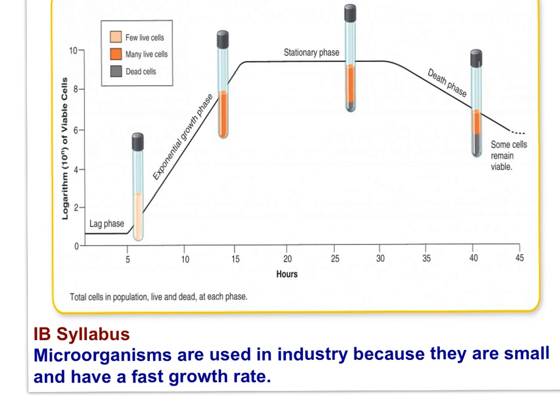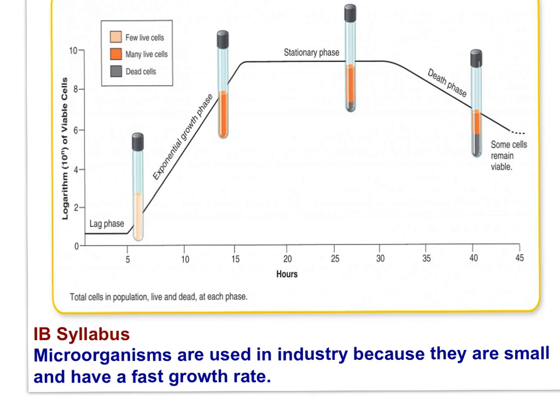Here is a curve that displays microorganism growth over time. Microorganisms are small and have a fast growth rate. The population grows exponentially early in time, then reaches a plateau where the food source becomes limiting or wastes become limiting. You can see the dead cells increasing through this time period.